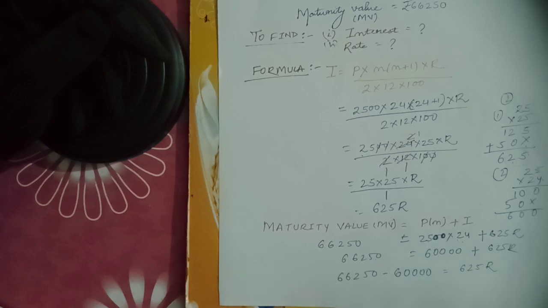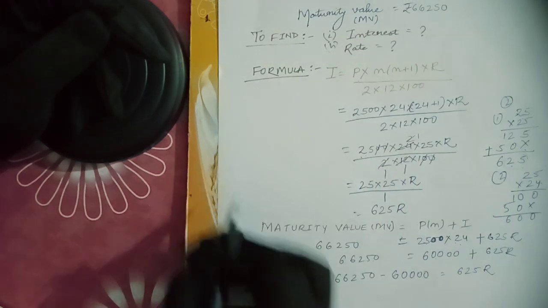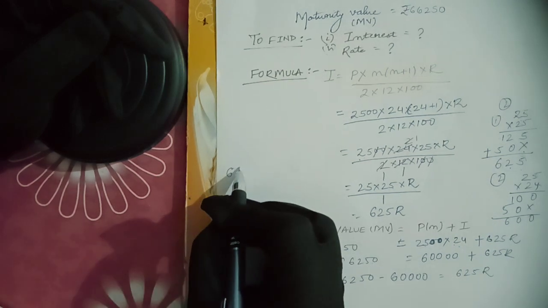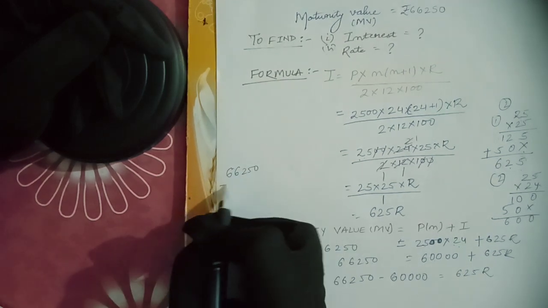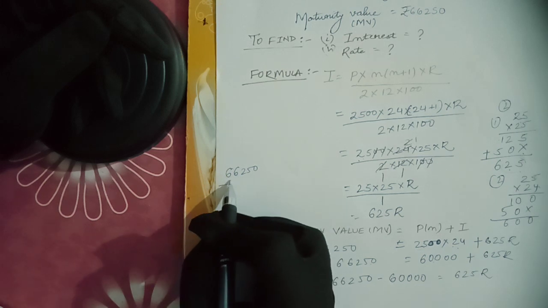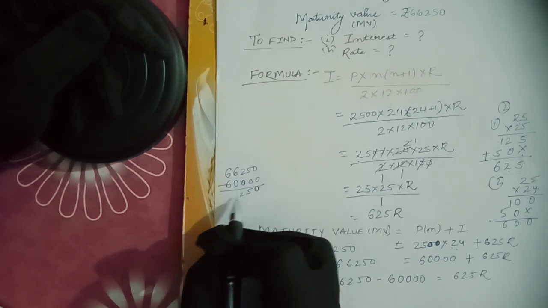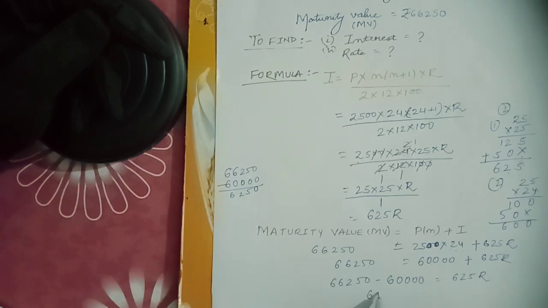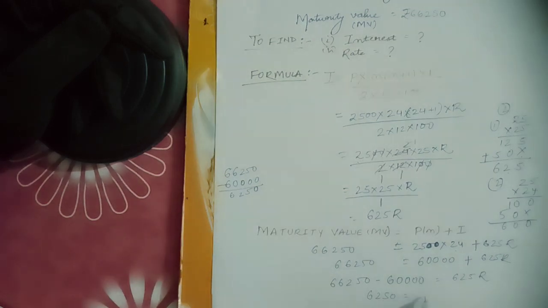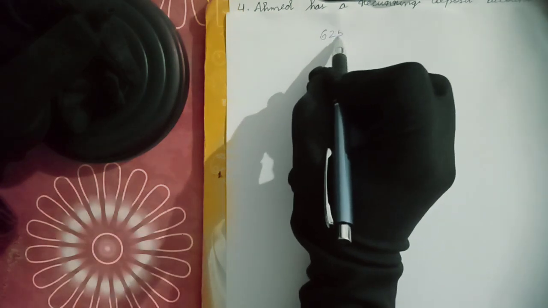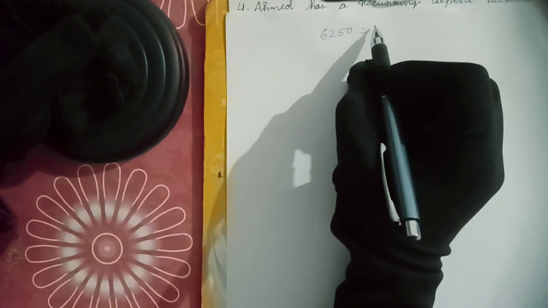So let's just do it somewhere over here. It is 66250, right? 66250 minus 6 with 4 zeros. It would be 0, 5, 2 and 6. So it is 6250 is equals to 625R. So in the previous sheet we have got 6250 is equals to 625R.